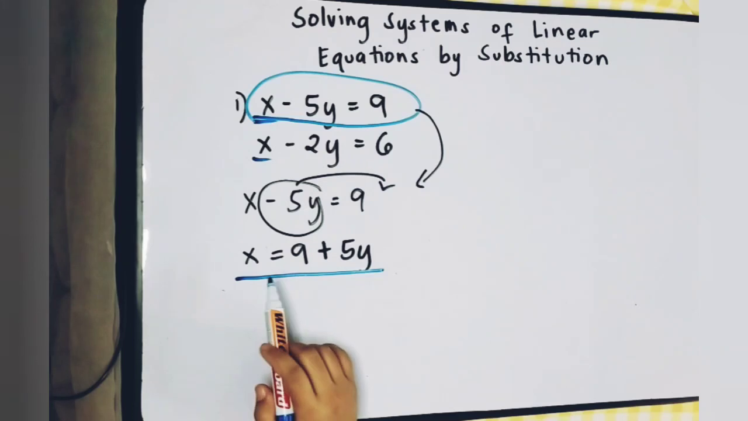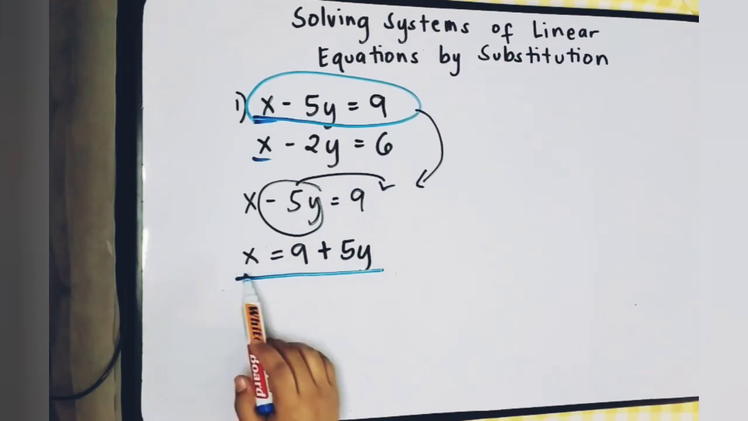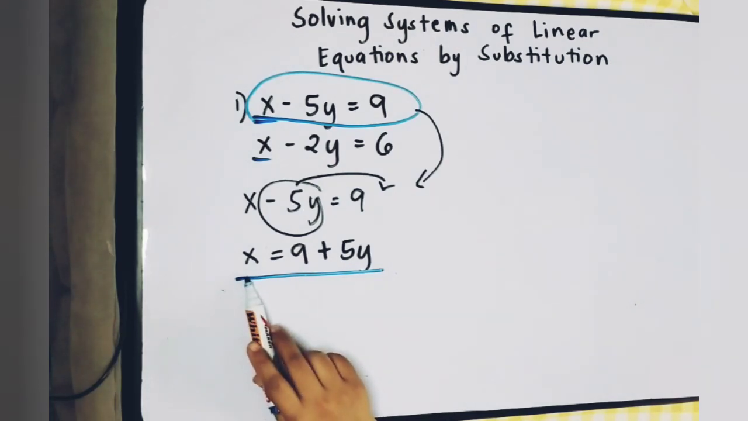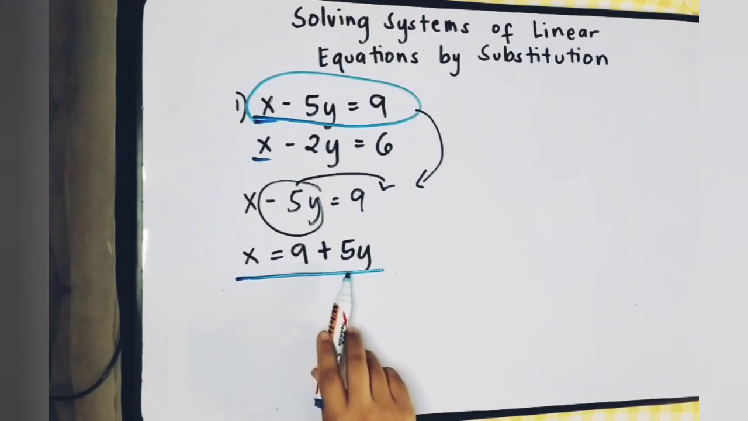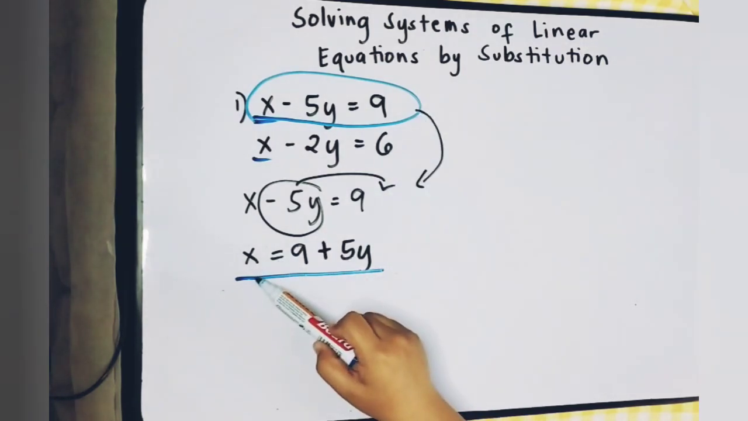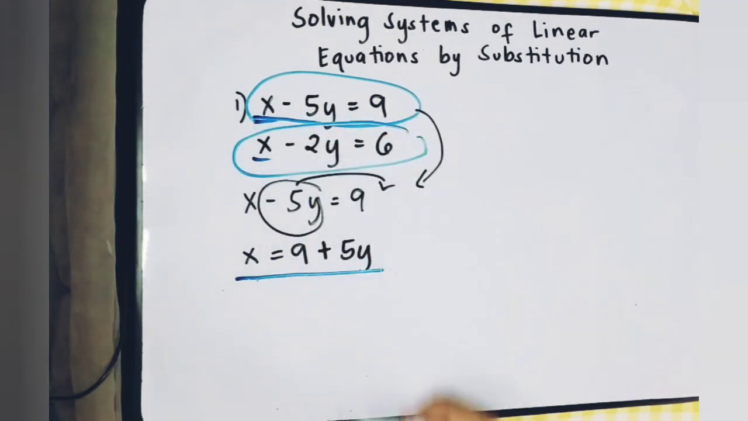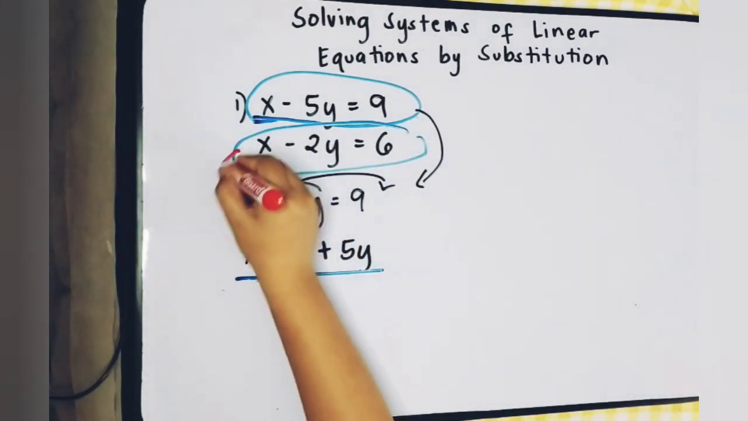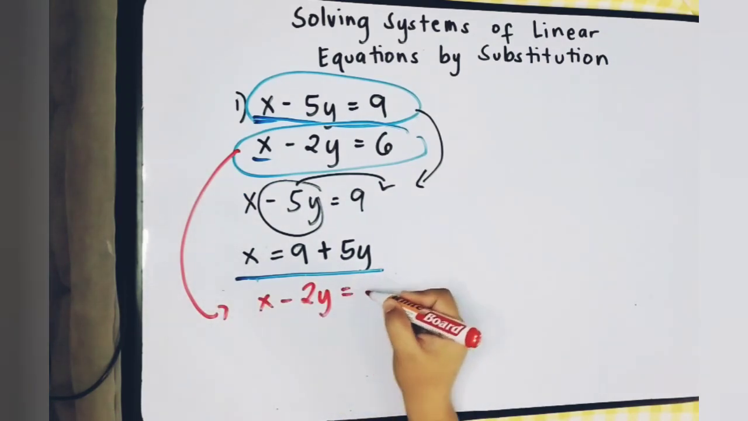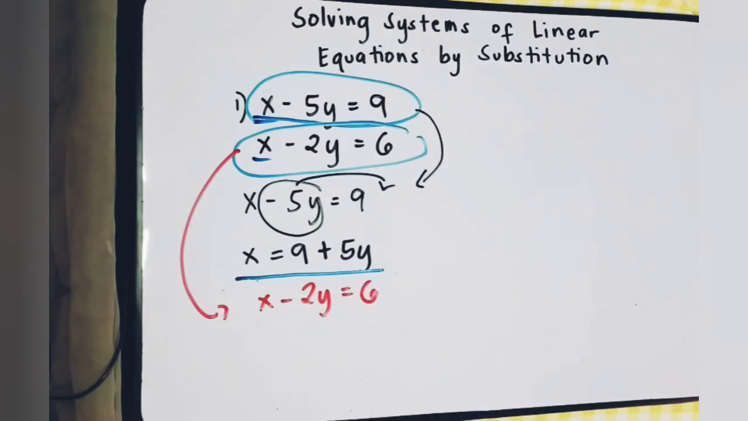So, now since meron na tayong na-solve, yung value of x, or na-isolate na natin yung merong variable na ang numerical coefficient niya ay 1, therefore, apply na natin yung substitution. Paano natin i-apply? Ibig sabihin na yan, si x, pwede na natin siyang palitan ng 9 plus 5y. Right? Kasi equal sila. Okay? Now, since we use the first equation to solve for the value of x, dito na tayo ngayon sa second equation. Okay? So, our second equation is x minus 2y equals 6.